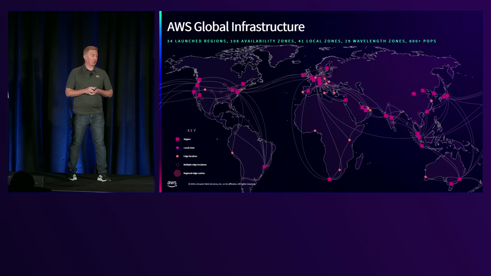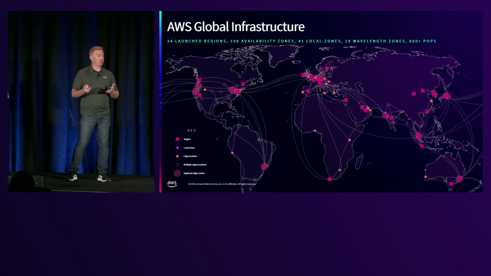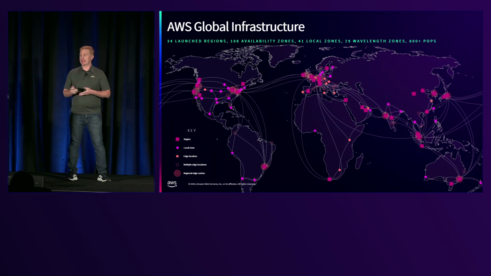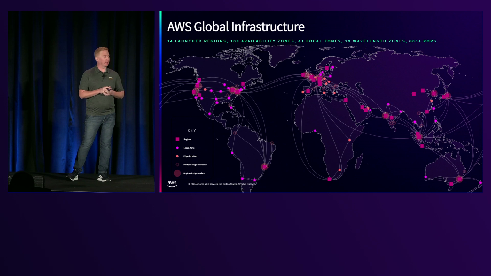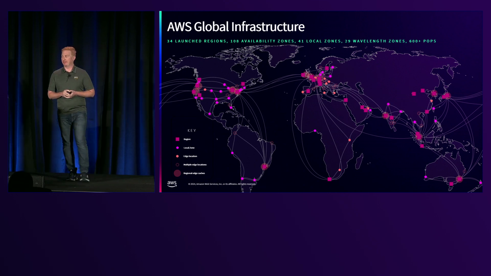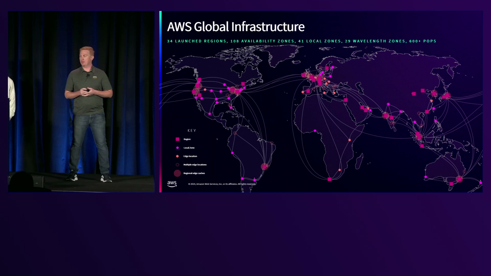And to bring workloads even closer to end customers and to your users, we have over 600 points of presence where you can utilize that for things like caching and getting your customers onto the AWS Backbone Network quicker. We also have over 41 local zones today, as well as 29 5G wavelength zones. What these zones do is allow you to build your workload and put compute even closer to your end customers and to your end users.